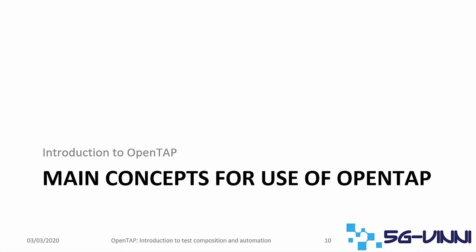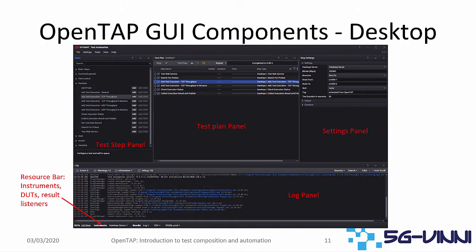So let's go a bit more into how it is used. The main interaction point is the UIs. Here is the OpenTAP desktop UI. The main panel is the test plan panel where the test steps are composed into a test plan. The test steps are chosen from the test step panel, which shows the steps available provided by the installed plugins. Once added to the test plan, the steps can be configured via the settings panel.